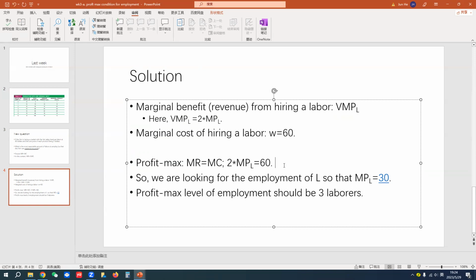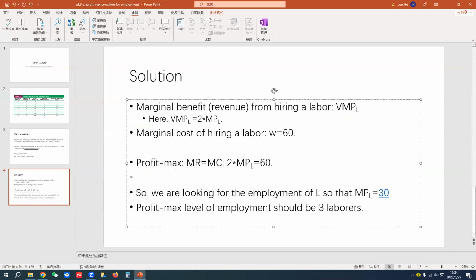Hopefully this explains. It is basically just an application of what I call the golden rule of profit maximization, which is marginal revenue equals marginal cost. Okay, but you need to understand marginal revenue is not just marginal product. Instead, it is the pecuniary value of marginal product. Thank you.